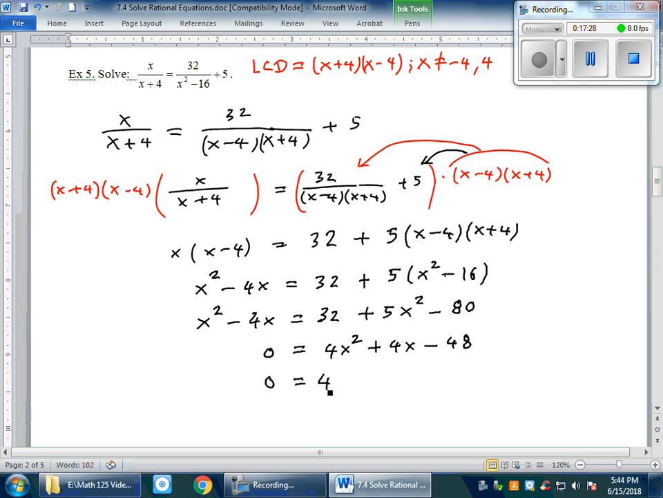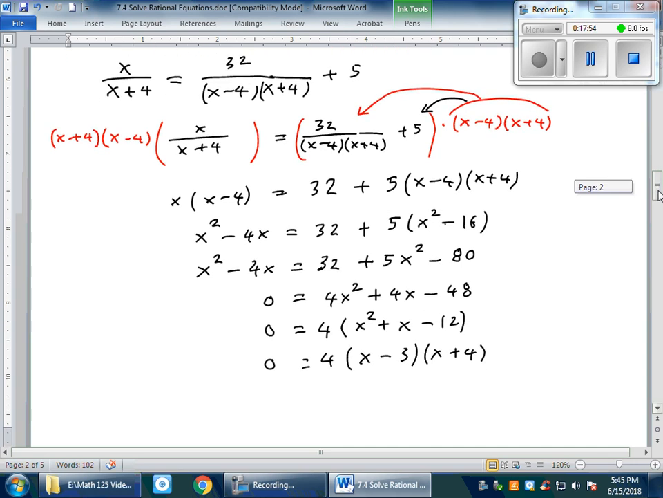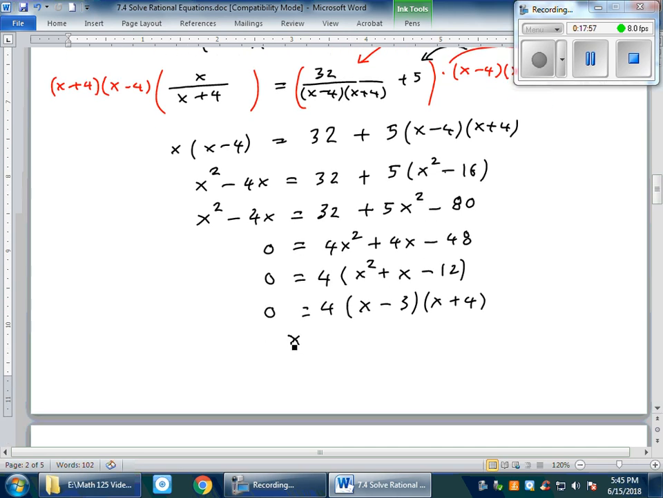First factoring out the greatest common factor 4, so it'll be 4 times x squared plus x minus 12. Continue factoring, that will become x minus 3 and then x plus 4. Using the zero factor property, I can say that x minus 3 equals 0 and x plus 4 equals 0. So I have x is equal to 3 and x is equal to negative 4.